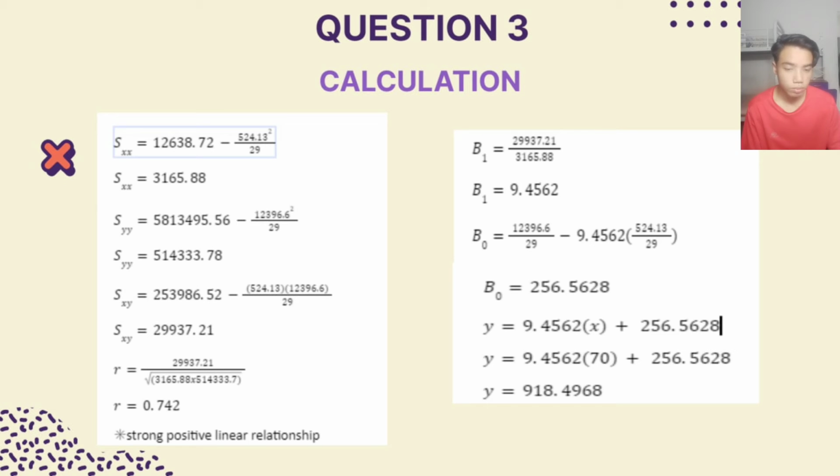And then we need to find b0. For b0, we divide the sum of y by the sample size n, and minus b1 times the sum of x divided by n. Then we got the value, which is 256.5628. Then we find y by the formula y equals 9.54562x plus 256.5628. We just put the value of x, which is 70, and we get the value of y.